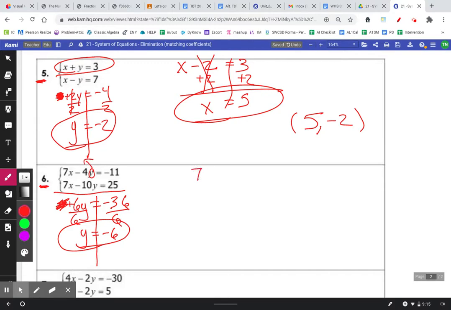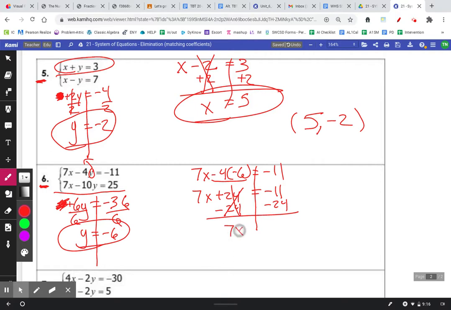So I have 7x minus 4 times negative 6 equals negative 11. So negative 4 times negative 6 is a positive 24. I still have a 7x in front, and I still have a negative 11 on the other side. I'm going to subtract 24 here, subtract 24 here. These are gone. I get 7x equals, and then negative 11 minus 24 is negative 35. My last step would be to divide by 7, and I get x equals negative 5 when I do negative 35 divided by 7.